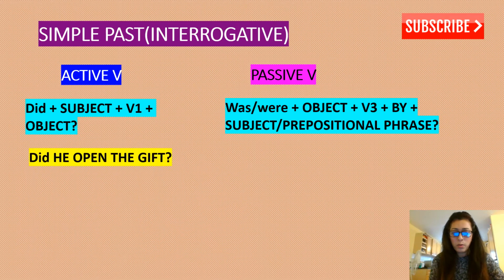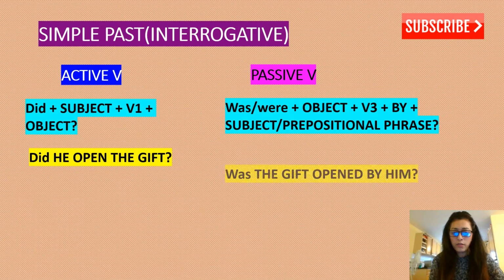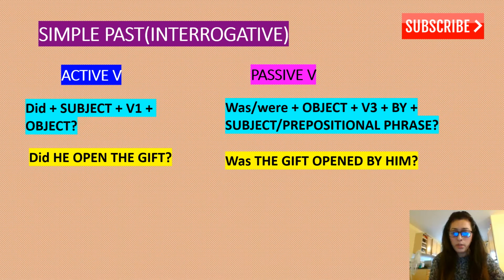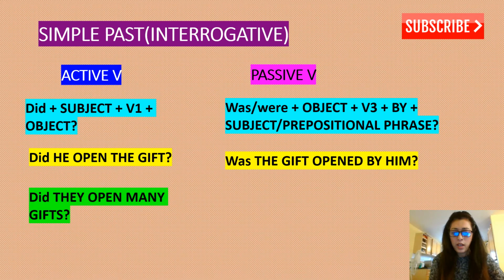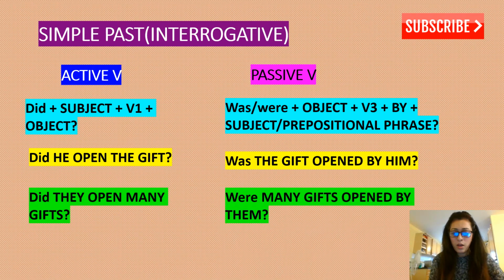So my sentence will be, did he open the gift? Was the gift opened by him? Did they open many gifts? Were many gifts opened by them?